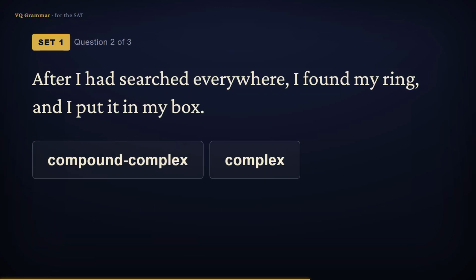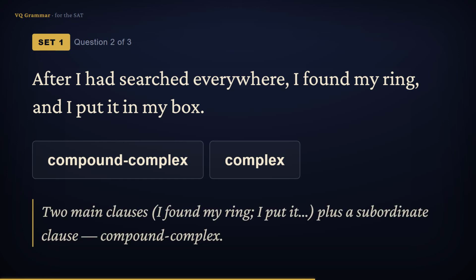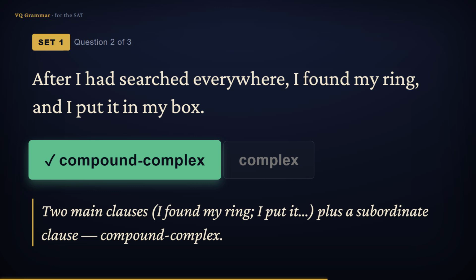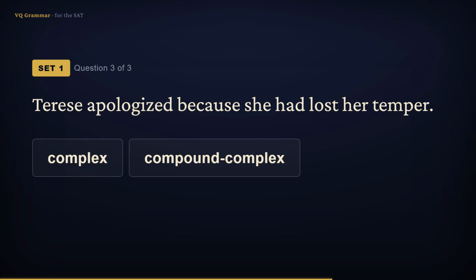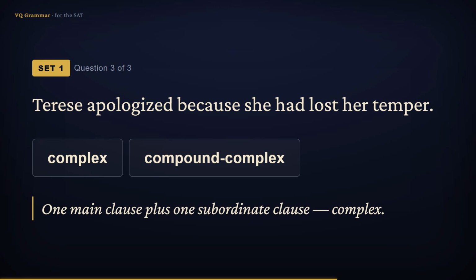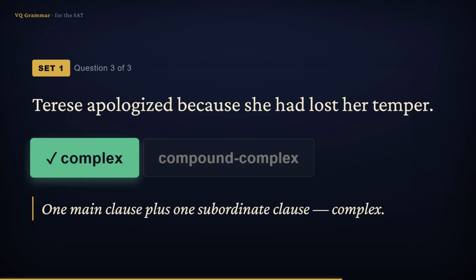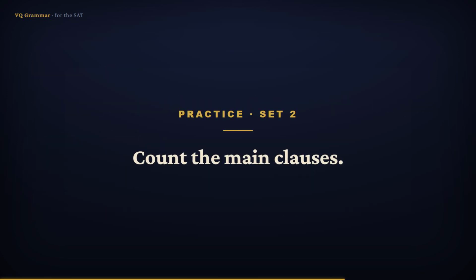After I had searched everywhere, I found my ring and I put it in my box. Two main clauses. I found my ring and I put it, plus the subordinate, after I had searched. So the answer is compound complex. Therese apologized because she had lost her temper. One main clause, plus one subordinate clause. So the answer is complex.